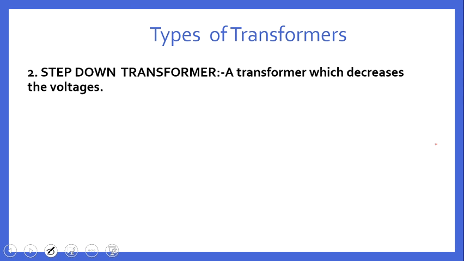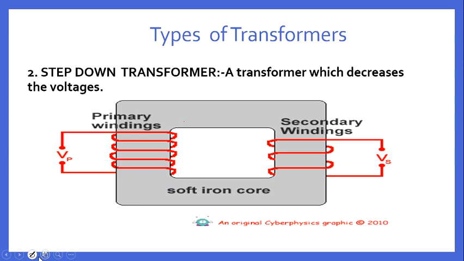Then the second one we have is the step-down transformer. A step down transformer, from the name, is a type of transformer used to step down or reduce the voltage at the output. And this is how the structure of it looks like. It has a primary coil as well, and it has a secondary coil.